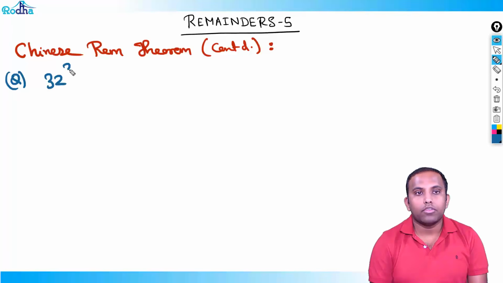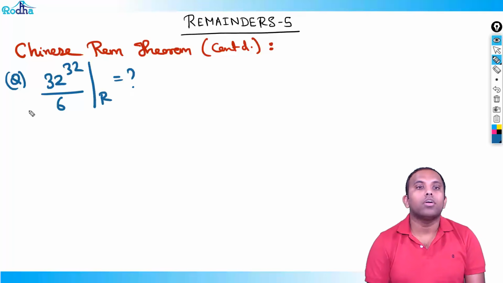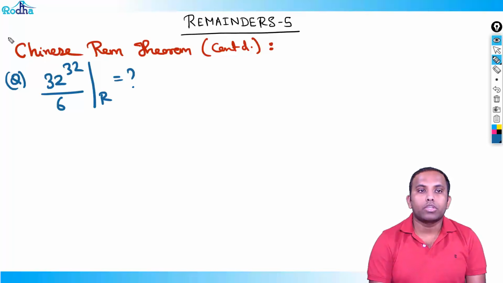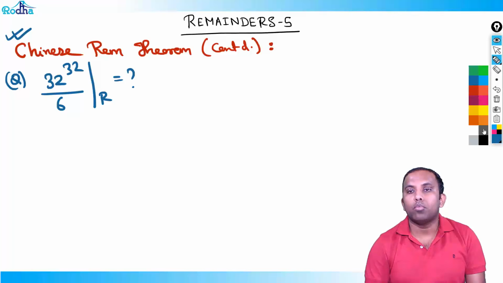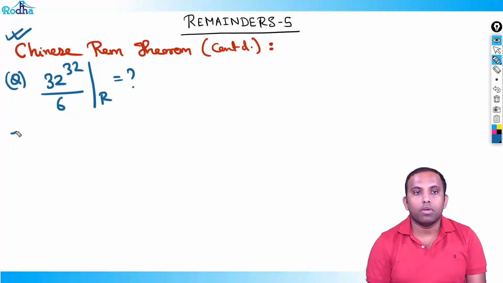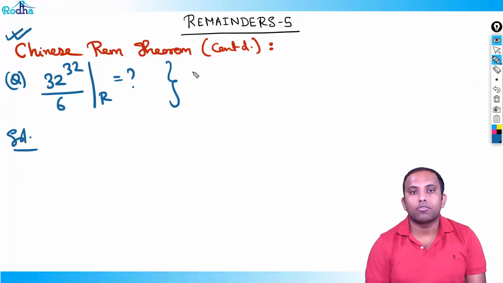32 raised to 32 divided by 6. What is the remainder? Now, I can do this question in many ways, but I will do it with the Chinese Remainder Theorem to make you understand. If you remember the last video, we break the denominator into two parts such that both parts are co-prime to each other. So I'll split 6 as 2 into 3.